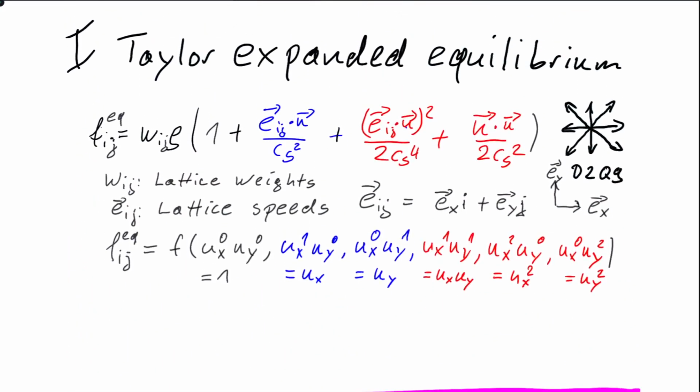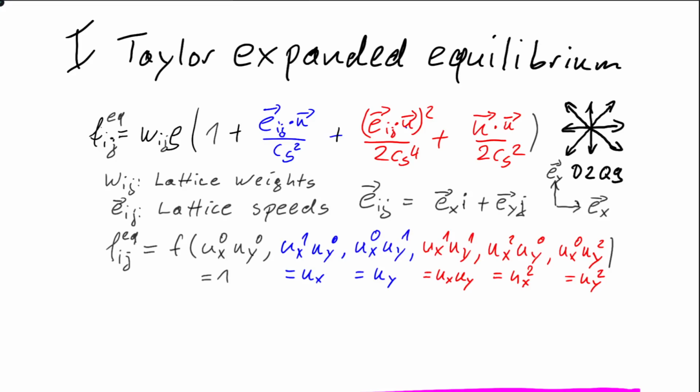So first, let us remind ourselves of the practical difference between the two methods to compute an equilibrium. The first one is a Taylor expanded equilibrium. This is usually Taylor expanded to second order, so we have velocity terms up to second order in the equilibrium equation. We have w_i as the lattice weights.